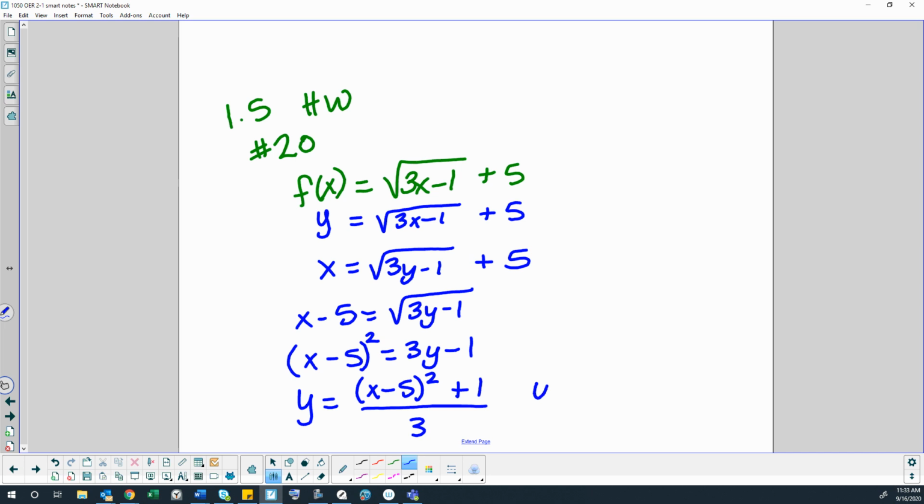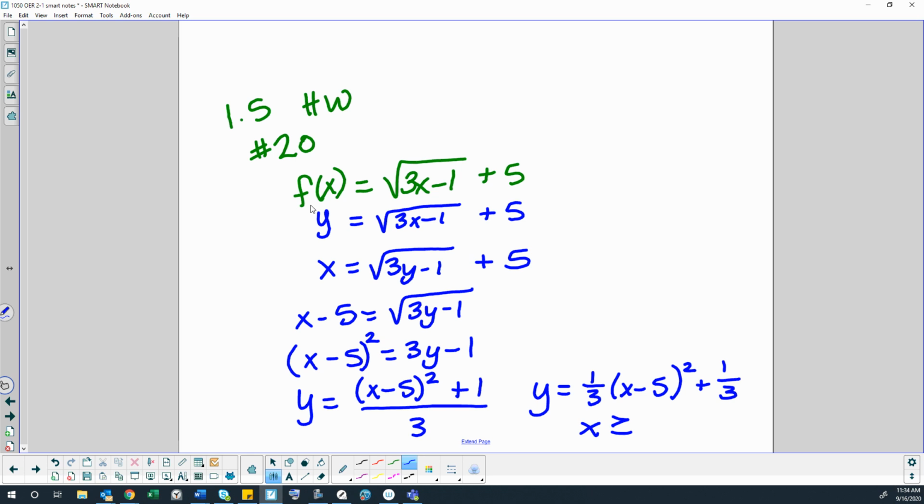It might look a little better if we write it as like 1/3 times x minus 5 squared plus 1/3, because then we can see better what that graph, if we wanted to, actually looks like. It's a parabola. The other thing we need to make sure we do on this is to restrict the domain so that x would just be like the positive half of the parabola, because it's a positive square root.